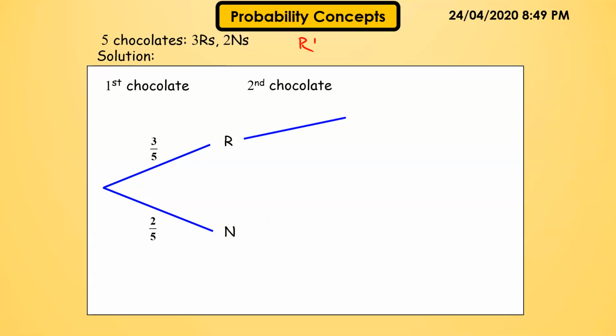The key thing that we must realise is that these add up to 1. So now that's the first event sorted. We now think about the second event. Second event, what if I chose a raspberry first? What are the options? So for the second chocolate, I could choose a raspberry.